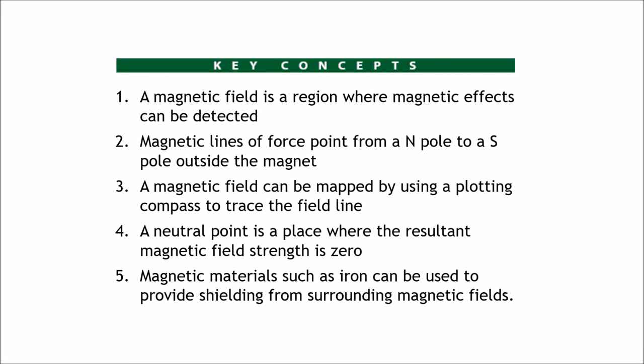Now, some key concepts. A magnetic field is a region where magnetic effects can be detected. Magnetic lines of force point from a north pole to a south pole outside the magnet. A magnetic field can be mapped using a plotting compass to trace the field line. A neutral point is a place where the resultant magnetic field strength is zero. Magnetic materials such as iron can be used to provide magnetic shielding from surrounding magnetic fields.